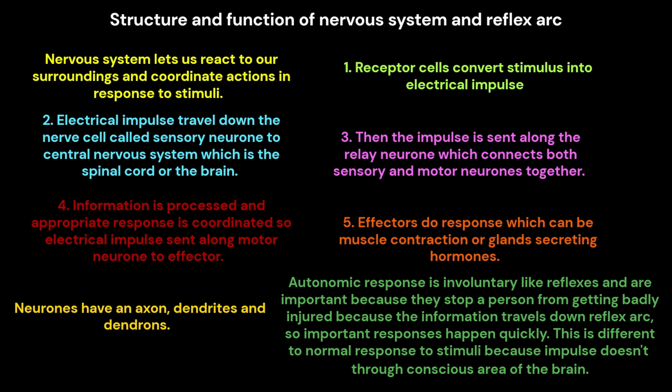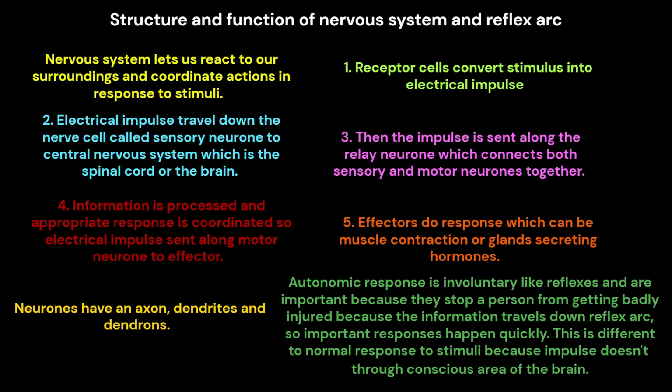The nervous system lets us react to our surroundings and coordinate actions in response to stimuli. 1. Receptor cells convert the stimulus into an electrical impulse. 2. The electrical impulse travels down the nerve cell called a sensory neuron to the central nervous system, which is the spinal cord or the brain. 3. Then the impulse is sent along the relay neuron, which connects the sensory and motor neurons together. 4. Information is processed and an appropriate response is coordinated, so an electrical impulse is sent along the motor neuron to the effector.